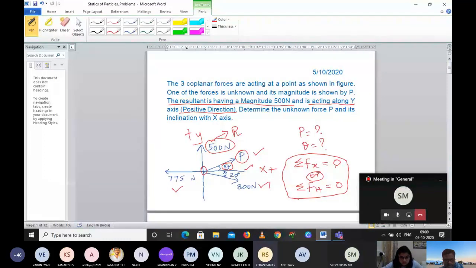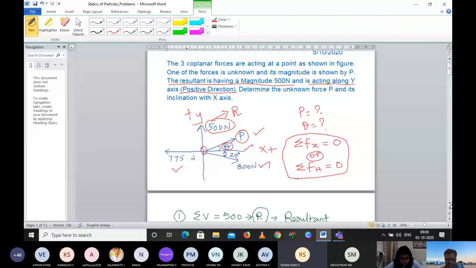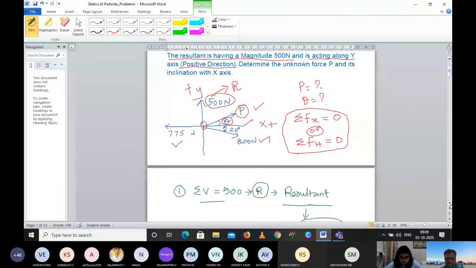Then I will move to the next slide. We will see one by one. Is it okay? Yes, sir. Please check whether the first one is correct. The summation of vertical force is equal to 500. Whether this statement is correct or wrong.